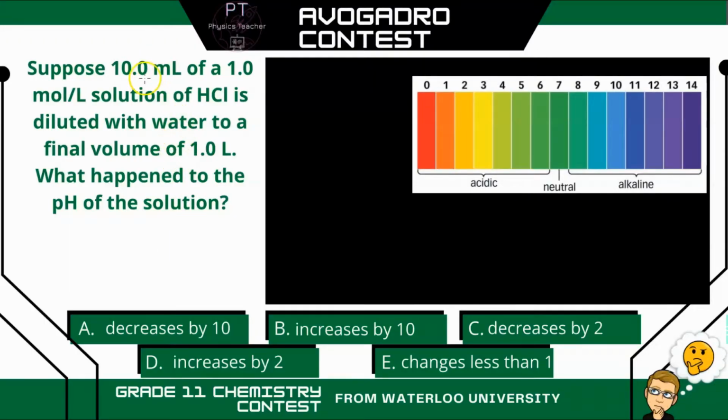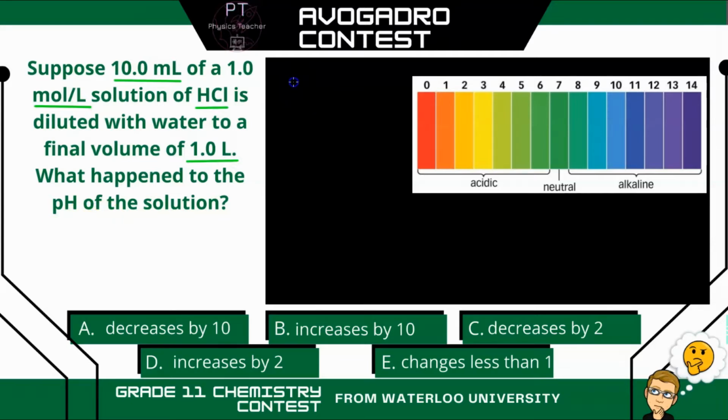So in this question, we're starting with 10 milliliters of a 1 mole per liter solution of hydrochloric acid, and it's going to be diluted in water to a final volume of 1 liter. What happens to the pH of the solution?